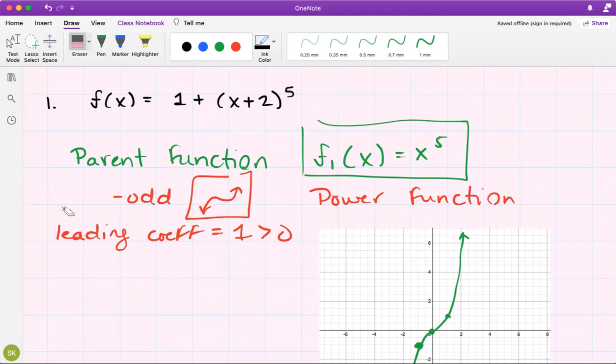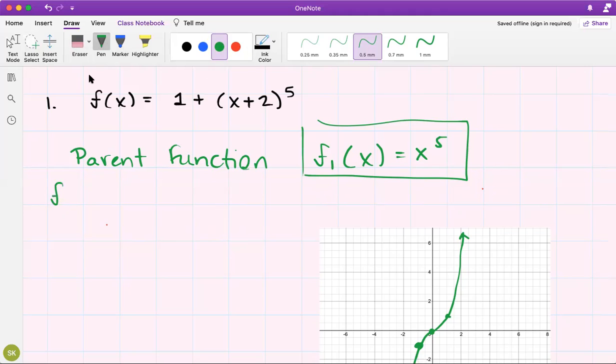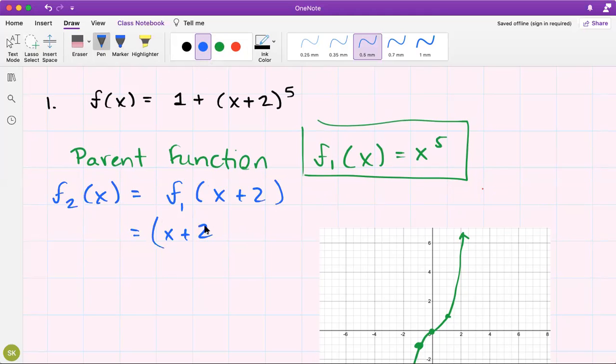The next thing I want to do is shift this graph around by looking at what I have here. So I'm going to define a new function. Let's put it in blue. f2 of x. What I'm going to do is take the original function f1 of x and plug in plus 2 into that function, which will give me (x plus 2) to the 5th.